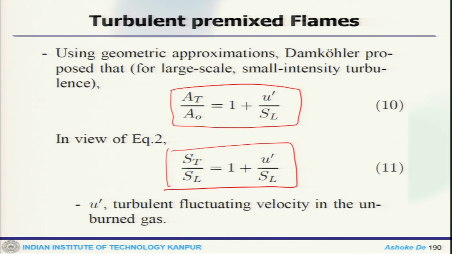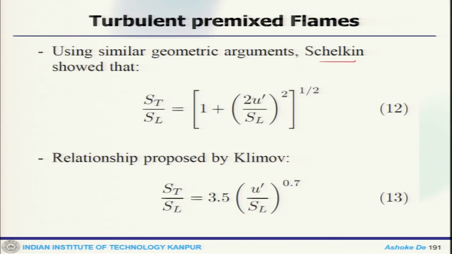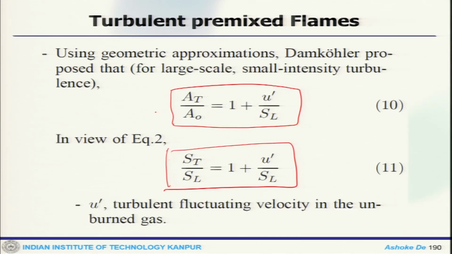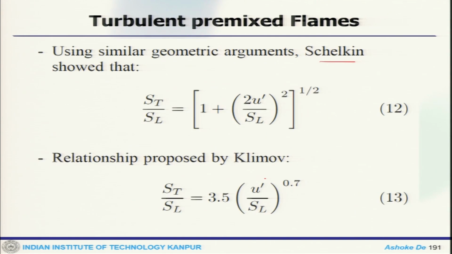In the initial days people used it extensively, but later on modifications were proposed to this kind of correlation. Shelkin showed that this is not a linear variation with u prime by SL; it is something like this. And the relationship proposed by Klimov is something different, which is like this.